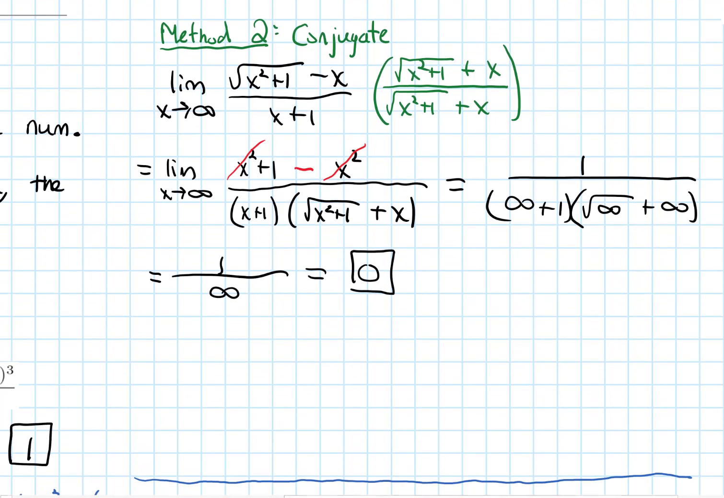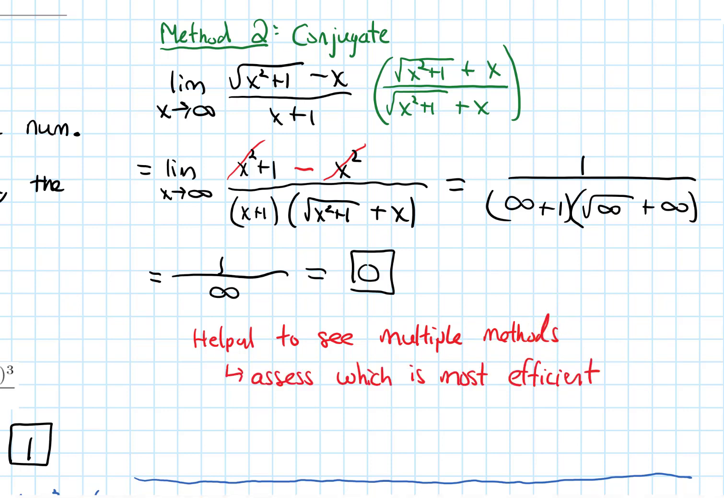Okay, so key things that I want to point out about this is it is helpful to see multiple methods for doing a problem. One of the reasons is this lets us assess which of the methods is most efficient. And for this particular problem, doing it by the conjugate I think was more efficient. It was quicker. That won't always be the case. There might be some problems where factoring is quicker.